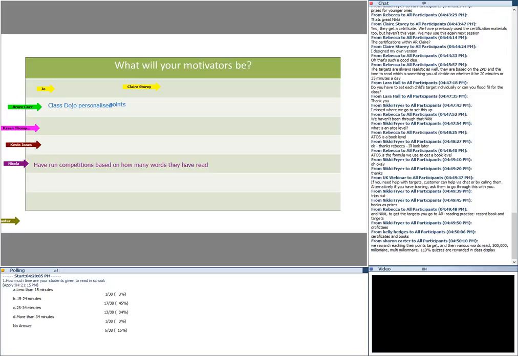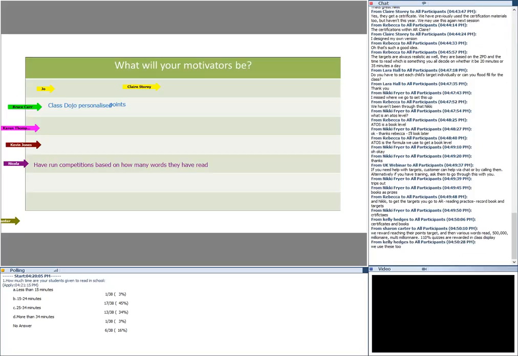So I don't know if anyone else has been using that, but you could actually link up your different reward schemes. You can link parent stuff as well. Oh, that's a really good idea. So it links up. Other schools have done it with house points.